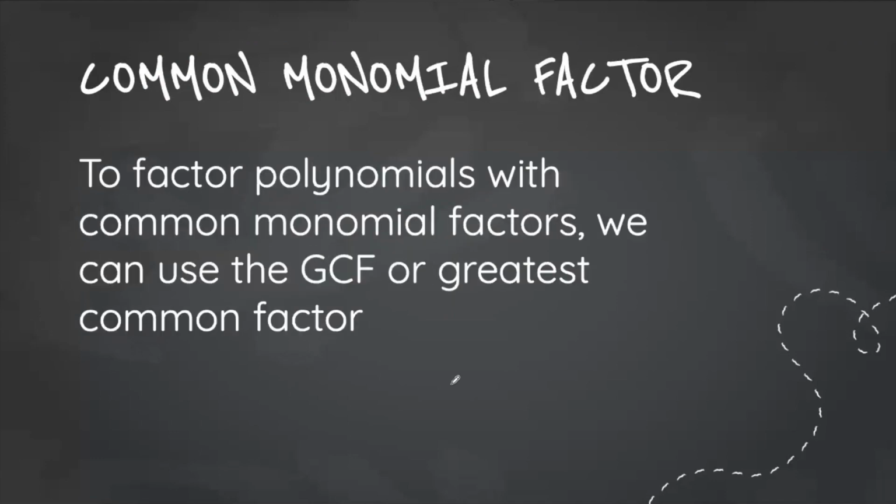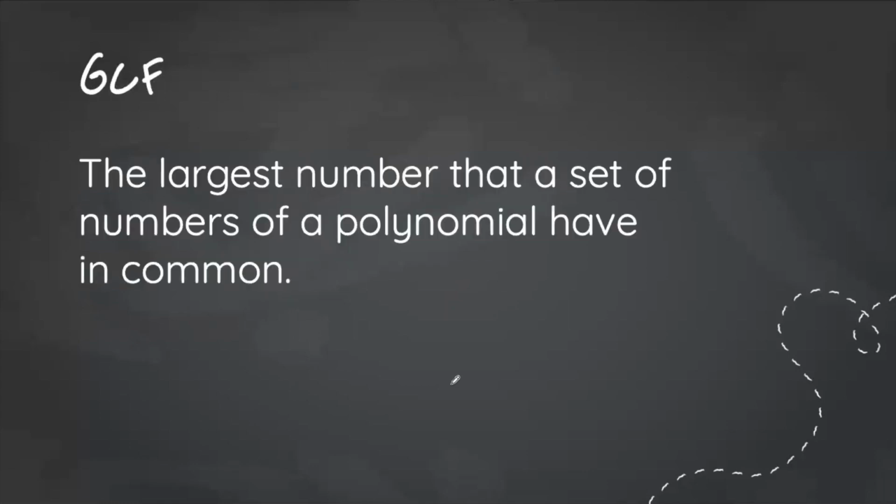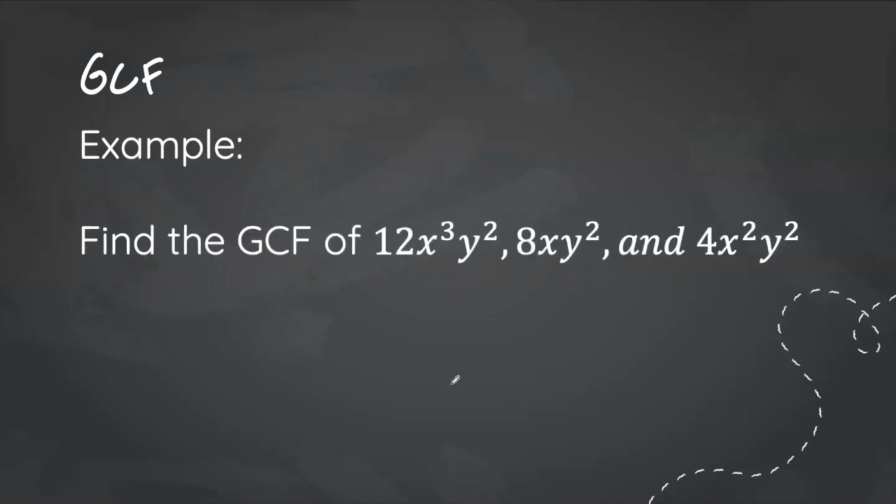To factor polynomials with common monomial factors, we can use the GCF, or the greatest common factor, of each term of the polynomial. So what is a GCF? This is the largest number that a set of numbers or terms of a polynomial have in common. For example, let us find the GCF of the following polynomials.